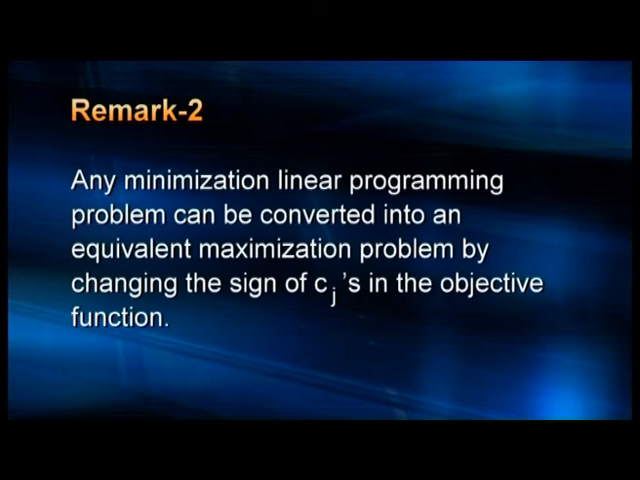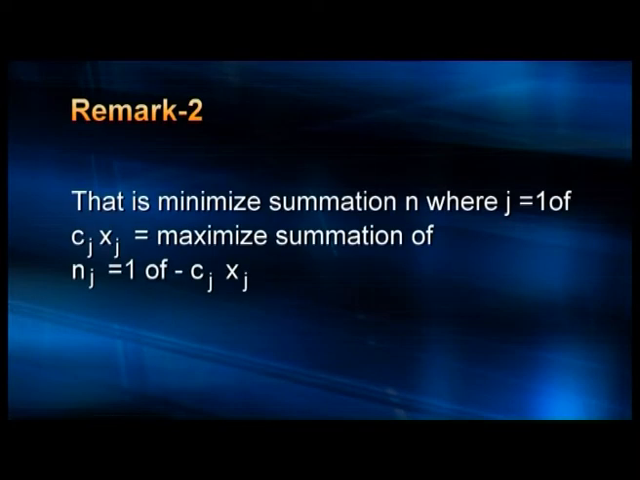Remark 2. Any minimization linear programming problem can be converted into an equivalent maximization problem by changing the sign of the cj's in the objective function. That is, minimize the summation over j equal to 1 to n of cj xj is equal to maximize the summation over j equal to 1 to n of minus cj xj.